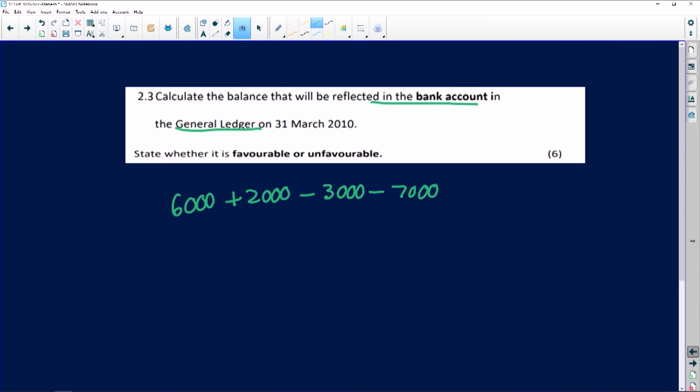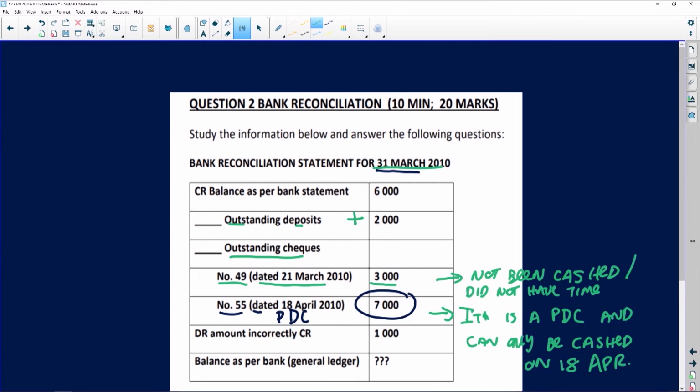Okay, and then we are also coming across an error made by the bank. So a debit amount incorrectly credited. Remember, this error is made by the bank. So clearly, we are telling the bank, debit our account by an incorrect credit. In other words, take away the 1,000 Rand. By mistake, you deposited 1,000 Rand into our account. You now need to debit our account.